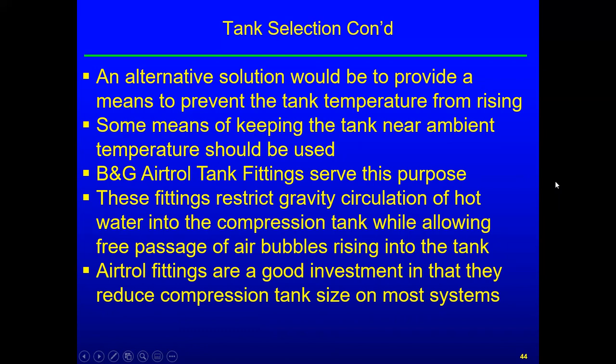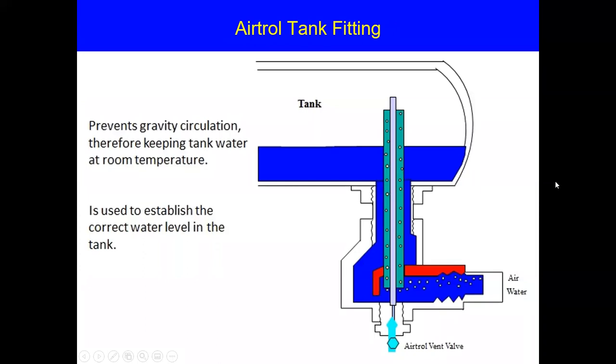So what these fittings do, they restrict gravity circulation of hot water into the compression tank while allowing free passage of air bubbles to rise into the tank, because that's how you're going to separate and keep the air out of the system, the circulating piping. So we're going to let those air bubbles pass through into the compression tank, but we don't want the hot water to be able to gravity circulate. Air Troll fittings are a good investment in that they reduce compression tank size on most systems. And so here's a little picture. This is out of a different presentation, but it's a pretty nice little picture. And I don't understand exactly how these things work.